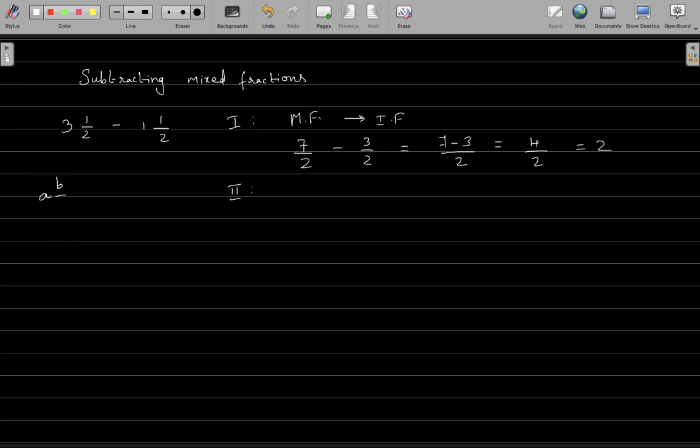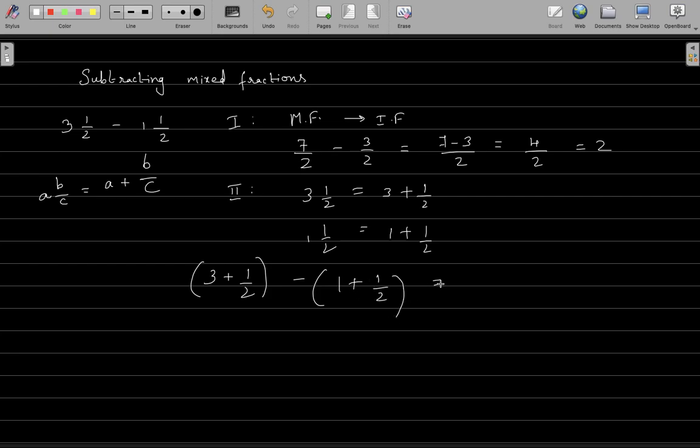Suppose I have a b by c as a mixed fraction, I can write it as a plus b by c, isn't it? Similarly, 3 1 by 2 can be written as 3 plus 1 by 2, and 1 1 by 2 can be written as 1 plus 1 by 2. Right? So when I am subtracting these two, I will be subtracting 3 plus 1 by 2 minus 1 plus 1 by 2.